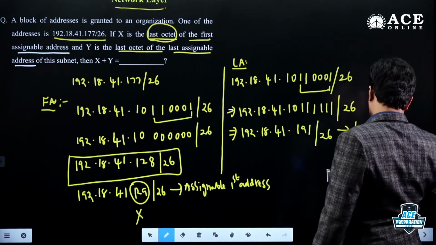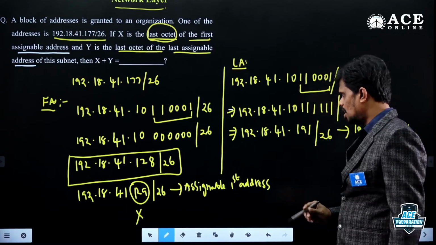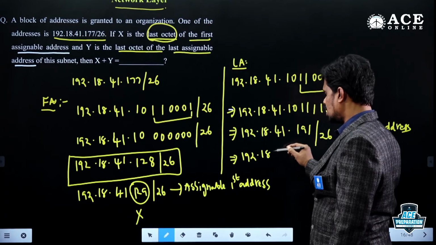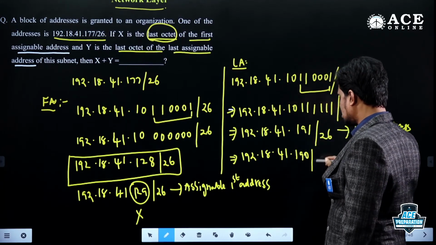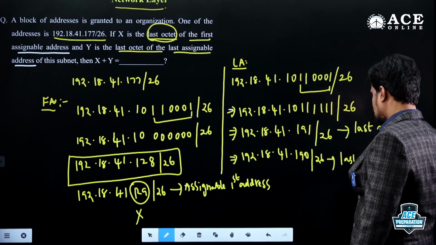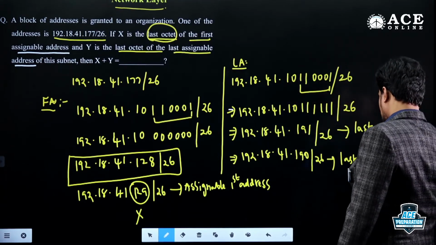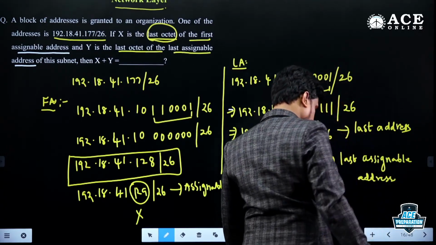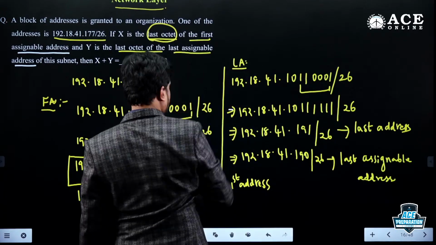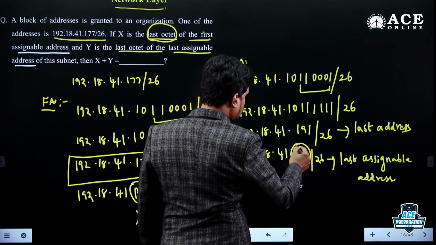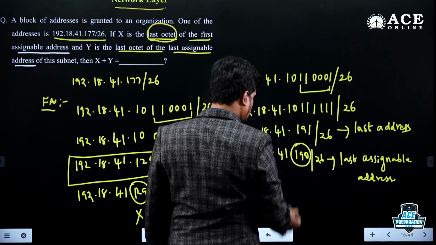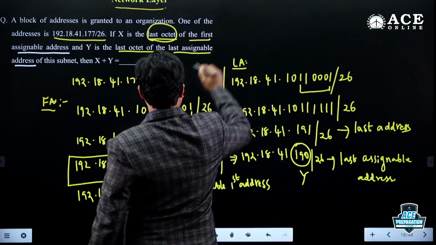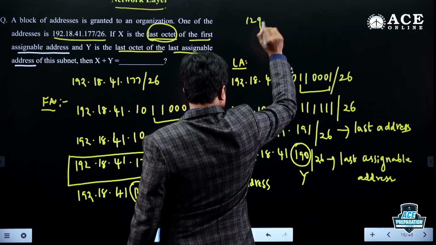This is the last address. But is it an assignable address? No, this is not assignable. The last assignable address is 192.18.41.190 slash 26. It is asking for the last octet of the last assignable address, which is 190. So this is the Y value. So X is 129 and Y is 190.